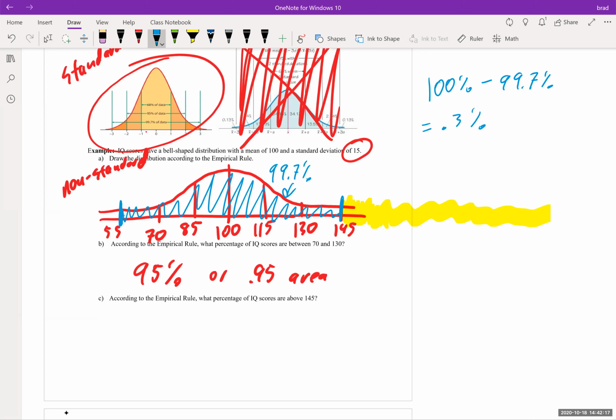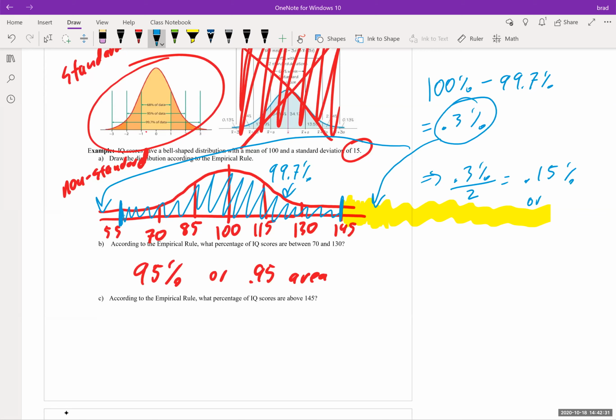But remember, this is symmetric. So that means that this 0.3% that's left has to go here on this side, but it also has to go over there. So then I take 0.3% and I divide it by 2 and I get 0.15% or 0.0015. Okay. So in terms of percentage, it's 15 hundredths of 1% is up here. So this area right here is 0.15.